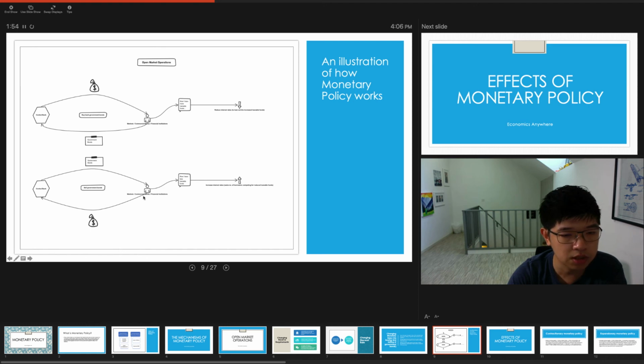Right, so now these markets have less loanable funds, but they have the same number of borrowers competing for this reduced amount of loanable funds. So what they will go ahead and do is to raise interest rates.